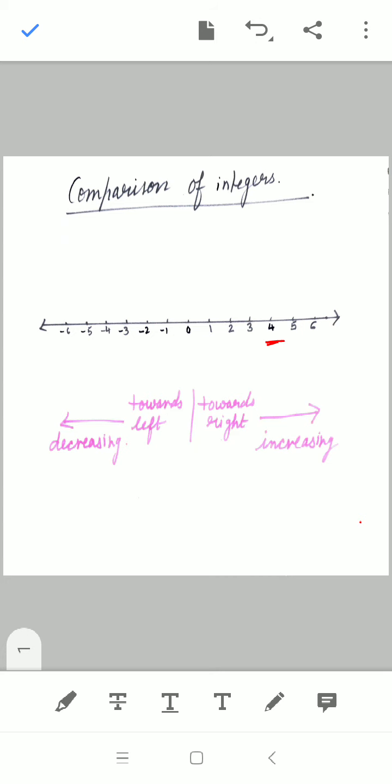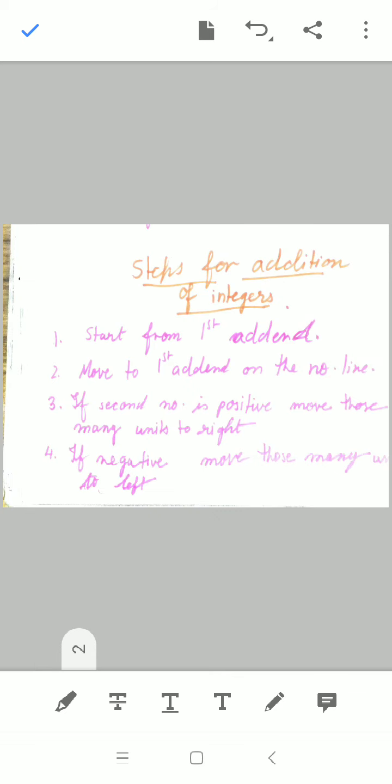Good morning, students. In this video, we are going to study comparison of integers and addition of integers on a number line.